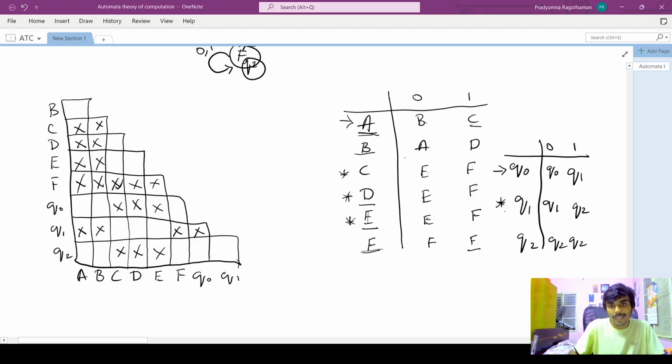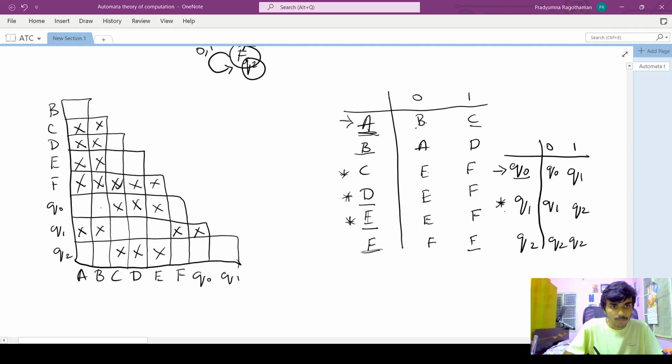Now Q0 and A. So we have A and Q0 here. When it gets 0, it gives B and Q0. Let's see B and Q0, which is not marked. Again, when it gets 1, it is C and Q1. Is C and Q1 marked? Not yet, right? So we cannot say Q0 and A are different states.